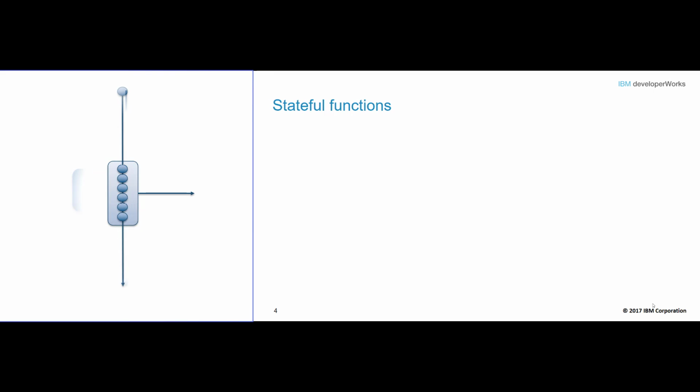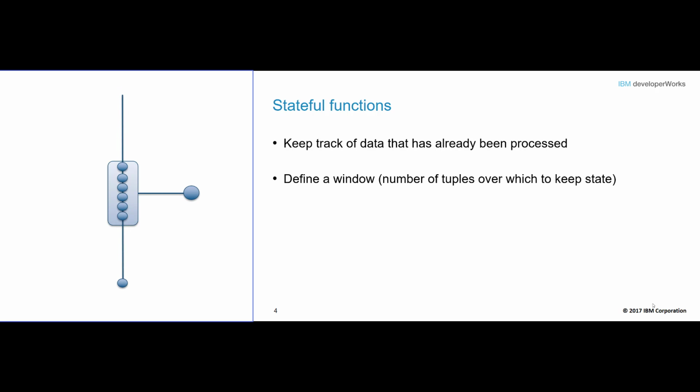What if your application needs to draw information from multiple tuples on the same stream, for example, to compute their sum? It would have to hold past tuples in memory. This type of function is called a stateful function. Stateful functions keep track of data that has already been processed, saving the state across calls to the function. When you define a certain number of tuples that you are concurrently keeping state of, this is called a window.